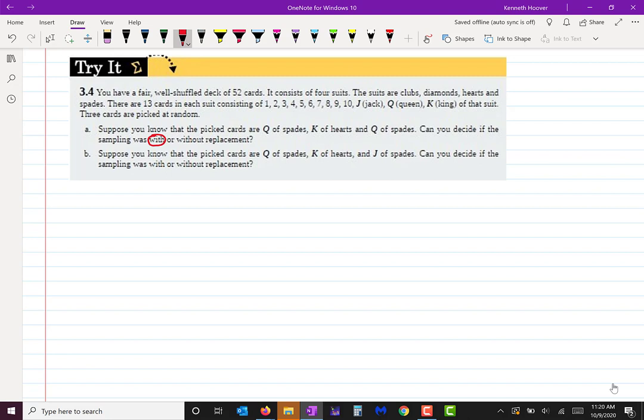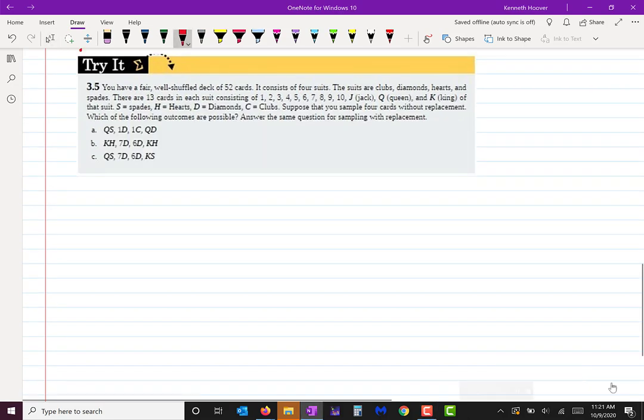So for instance, I draw the Queen of Spades the first time. I might have put it back in the deck, or I might have left it out. I don't know from the information they gave me. Next, I drew the King of Hearts. Next, I drew the Jack of Spades. I don't know if the King of Hearts and the Queen of Spades were put back into the deck or not. So I would say that you can't tell in that case. All right, that's a pretty easy problem. Let's look at one that requires a little more work.